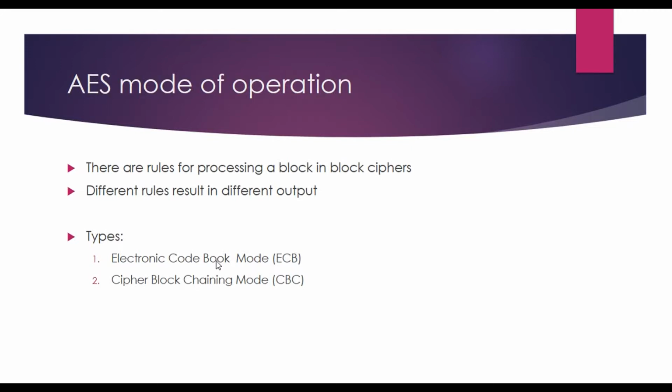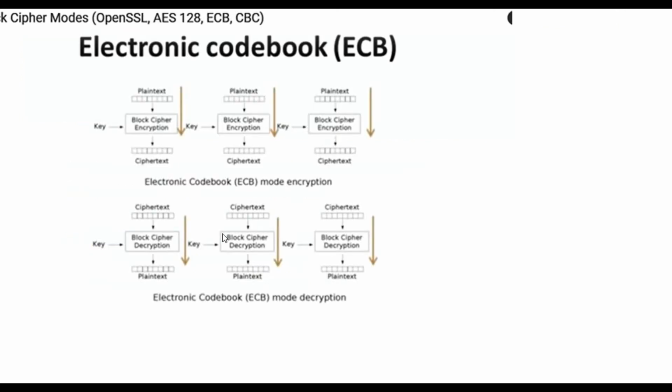So in block cipher encryption, we have certain blocks to encrypt, and there are certain modes of operation. These modes are nothing but the rules for a generic block cipher. How the blocks are processed greatly affects how well the encryption will work. There are two types of modes in block ciphers. The first one is Electronic Code Book, which is called the ECB mode, and the second one is Cipher Block Chaining mode, which is the CBC.